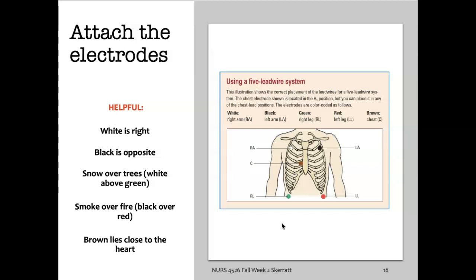So this is just a helpful mnemonic on the left side. So white is right, black is opposite, snow over trees, which means you're putting the green here, white's going to go over the green, so snow over trees, smoke over fire, black over red, and brown lies close to the heart.